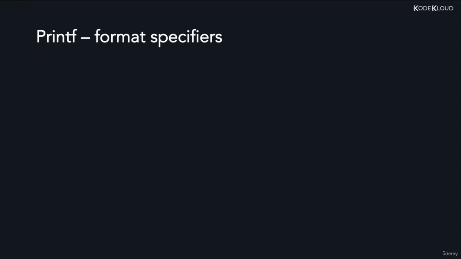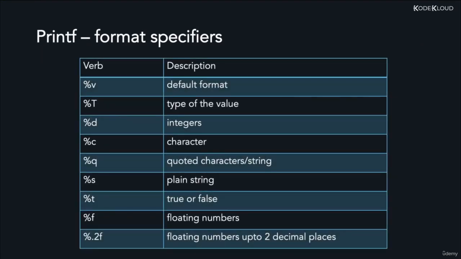Now here are a few more commonly used format specifiers in Golang. We have %v, which is used to print the value in its default format. Capital T is used to print the data type of the value. d is used for integers. c is used for characters. q is used to print a string in quotes. Then we have t, which is used to print a Boolean value, either true or false. And then we have f, which is used to print floating point numbers.